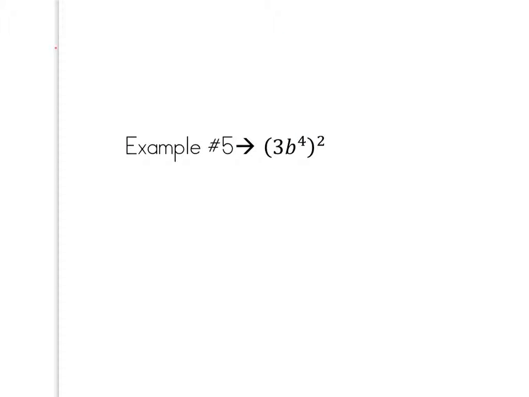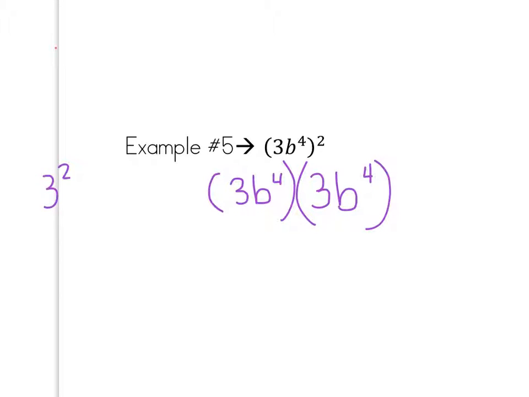Questions like example number 5 usually throw people off because of this power on the outside of the parentheses. I want you to be very careful. So the first thing that we need to do is expand this. I am squaring 3b to the 4th. I'm taking that entire base and I'm multiplying it by itself 2 times. Just like I would if I had 3 to the second power, this would really be 3 times 3. There's my side note. That's all I did here, except I had 3b to the 4th.